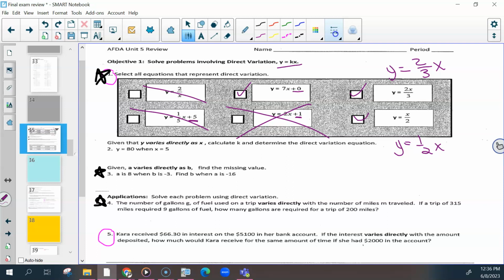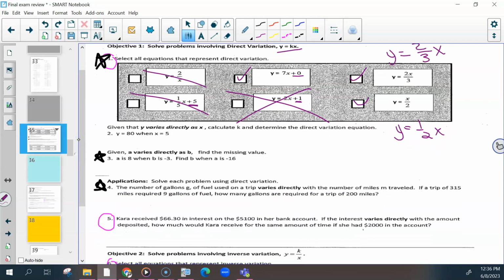Questions on 1? We have different variables, but same process. They tell us A varies directly as B. So this would be like our Y, this would be like our X. Whatever comes first is always like your Y, it always equals. We have to find the missing value.